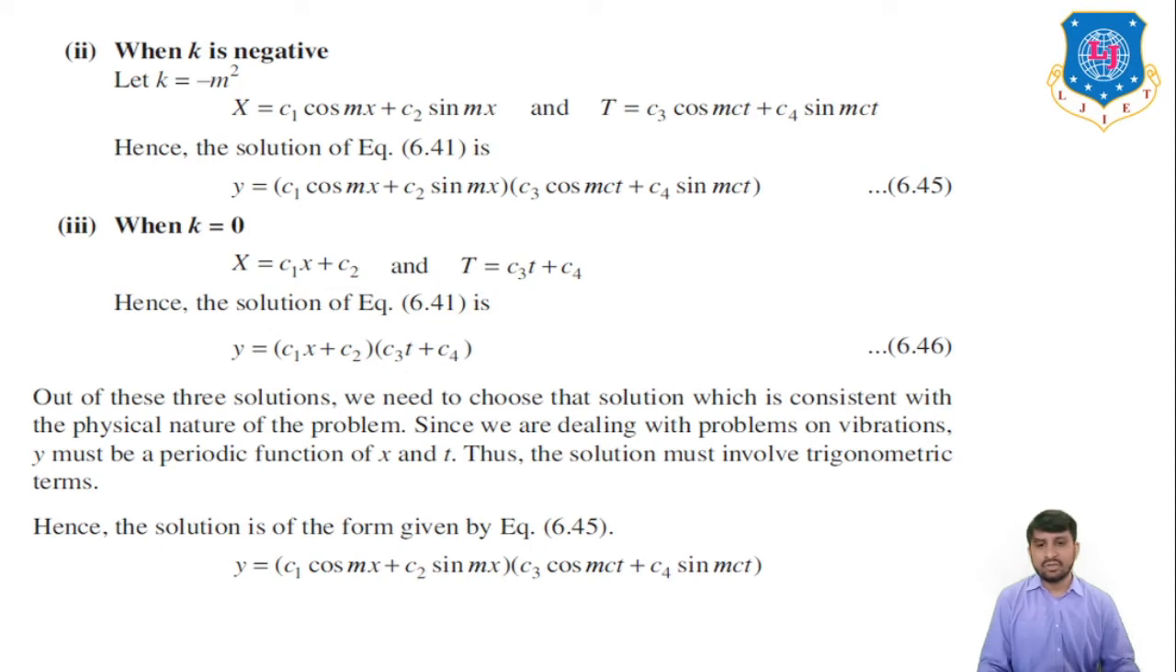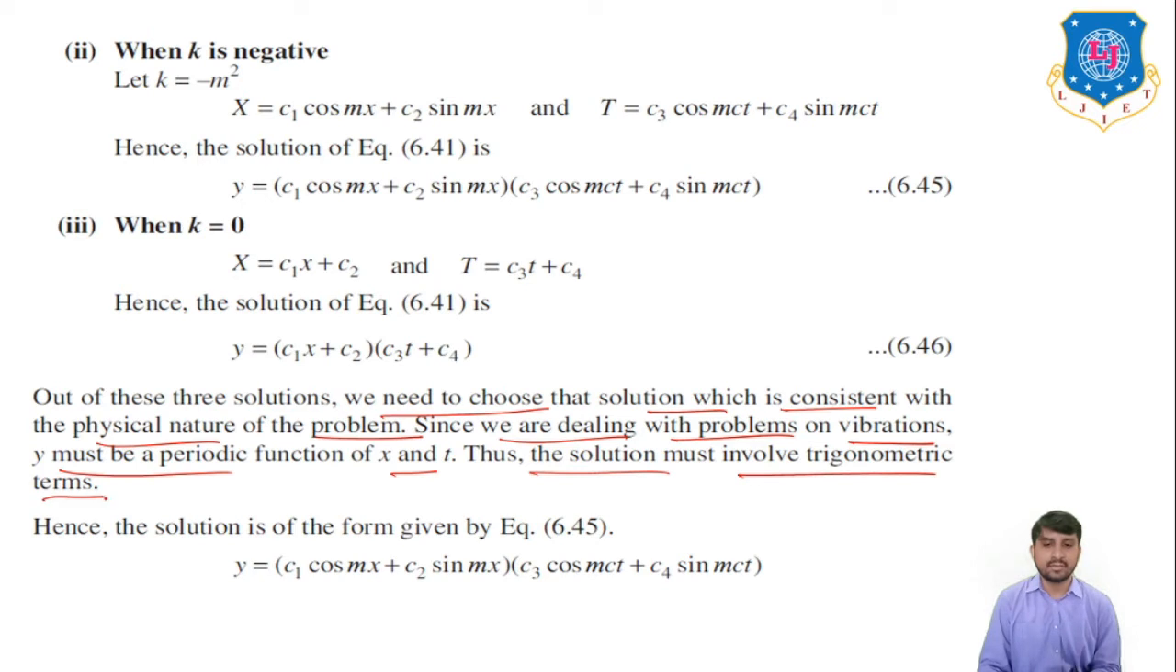Okay. Now out of these three solutions, we need to choose the solution which is consistent with the physical nature of the problem. Since we are dealing with a problem on vibrations, y must be a periodic function of x and t, and thus the solution must involve trigonometric terms. Hence the solution of the given equation 6.45 is c1 cos mx plus c2 sin mx, and c3 cos mct plus c4 sin mct, because if k is negative, we get complex roots.